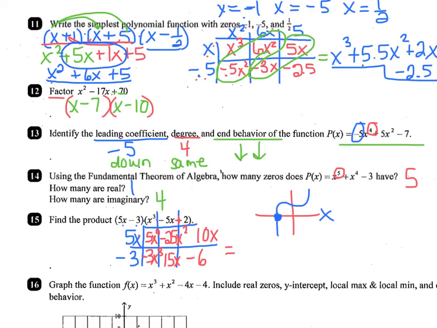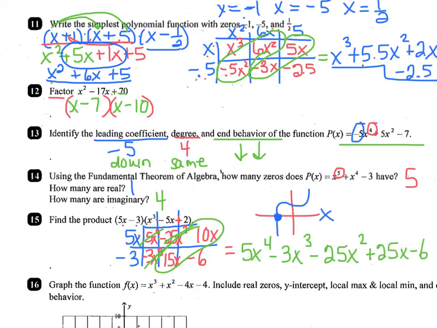So let's combine like terms. There aren't any other x to the fourths, so we have 5x to the fourth. There aren't any more x to the thirds, so we just have minus 3x to the third. There aren't any more x to the seconds, so minus 25x to the second. These we can put together. 15 and 10 is 25x, and then the minus 6 goes at the end. So that green part is your final answer.